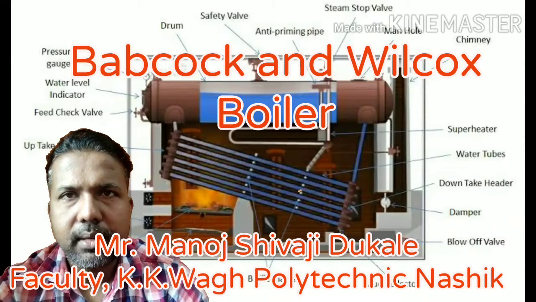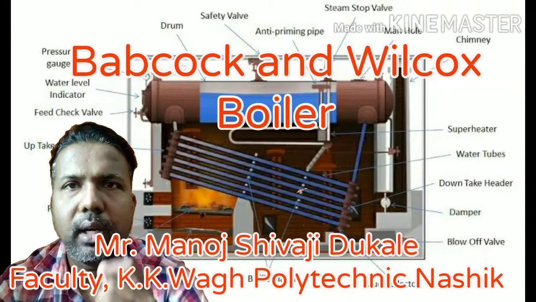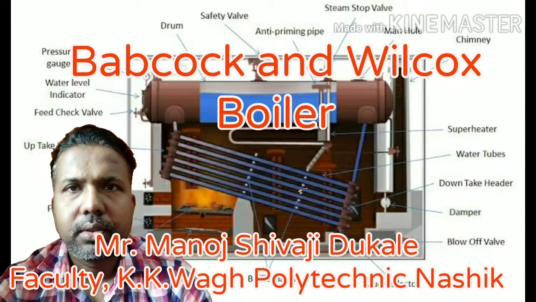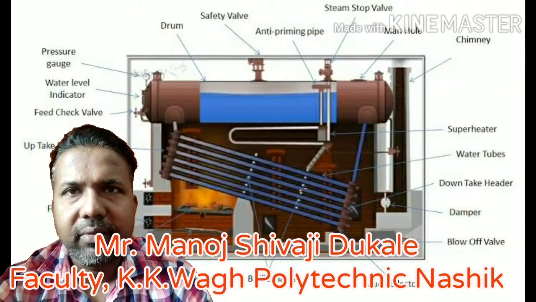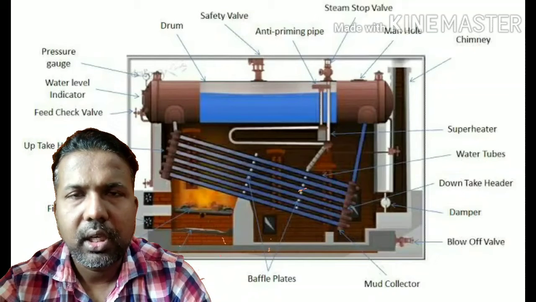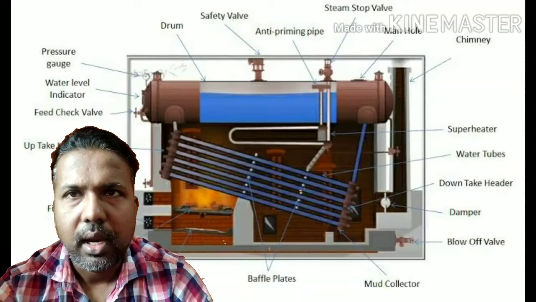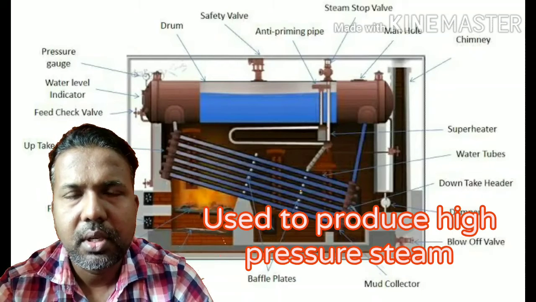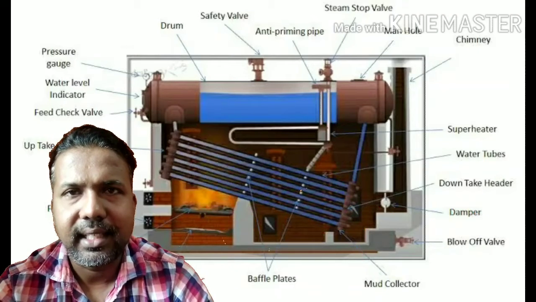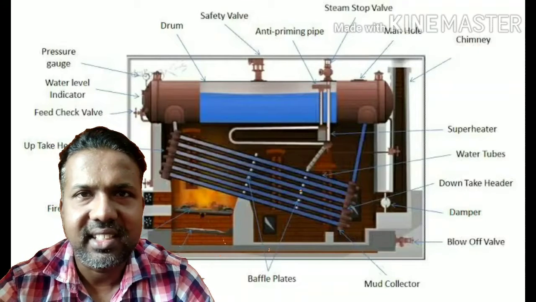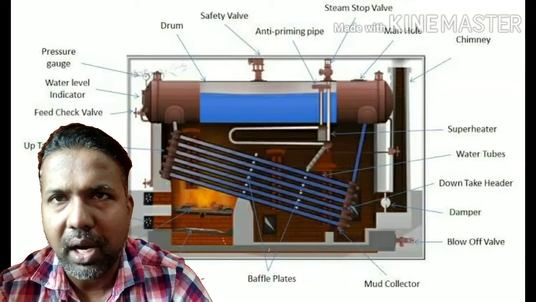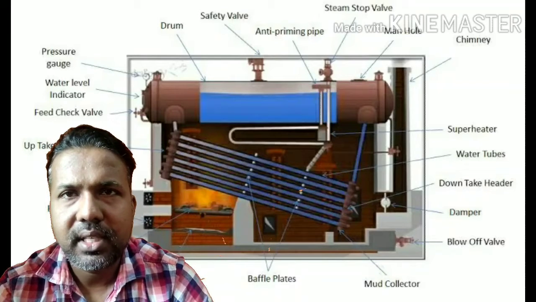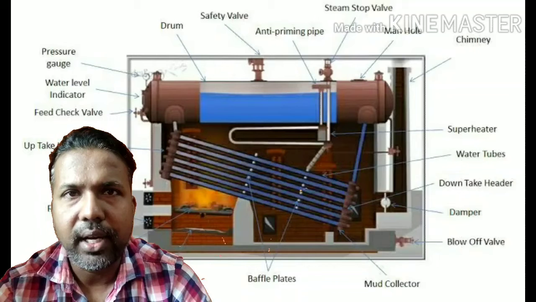Today we have to see the Babcock and Wilcox boiler. The Babcock and Wilcox boiler is generally used to produce high pressure steam, and this high pressure steam is used to produce electricity in power generation industries, meaning thermal power plants. It is also used in areas where high pressure steam is required.